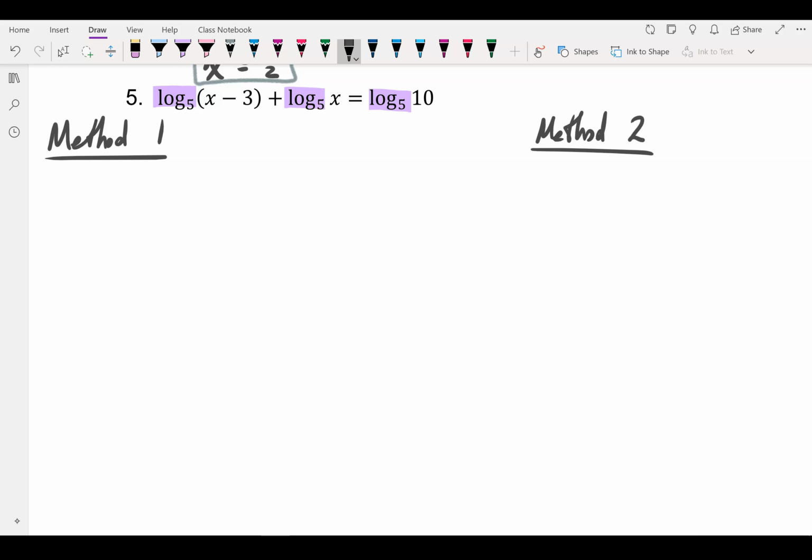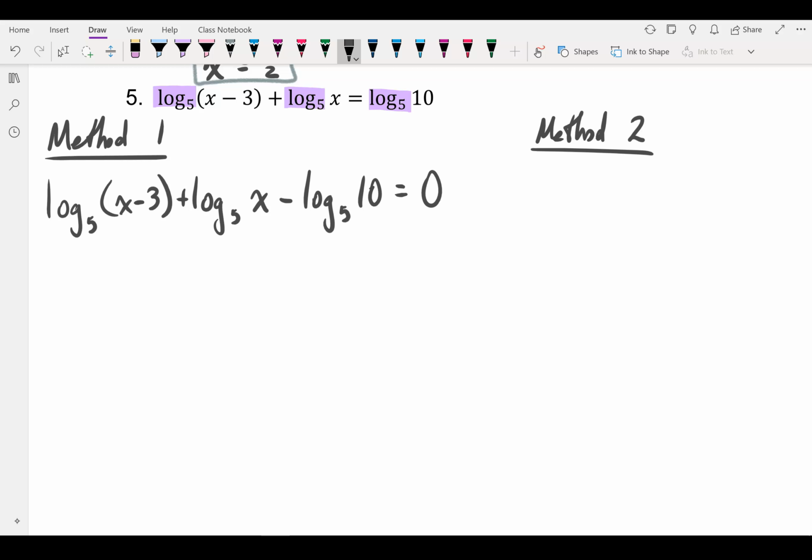So the first way is to combine all our terms. So I'm going to bring everything to the left side. I have log base 5 of x minus 3 plus log base 5 of x minus log base 5 of 10. And that'll leave the right side 0. That's okay because at least I've got all my logs on one side.